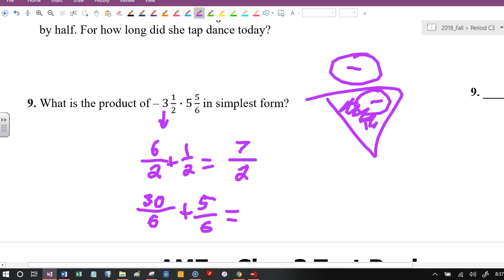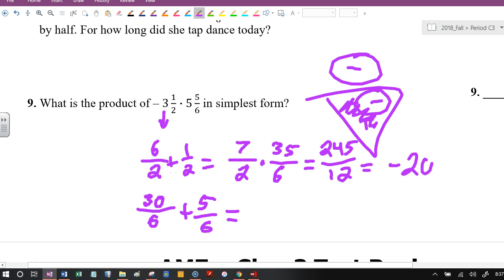I don't like to say just multiply and add because then a lot of people aren't quite sure what they're doing. Okay, so those are our 2 fractions now. Hooray! And we don't need to worry about the signs since we're multiplying. We already know what the final sign will be. So let's just multiply. Can we reduce 7 and 6, 2 and 35? Nope. So you get 245 over 12, which reduces to negative 20 and 5/12.